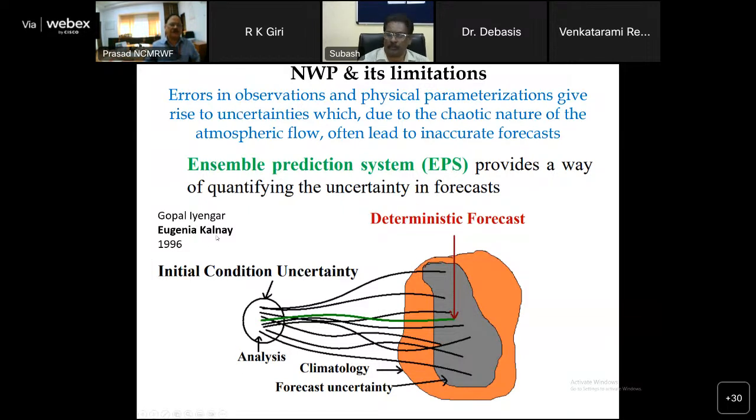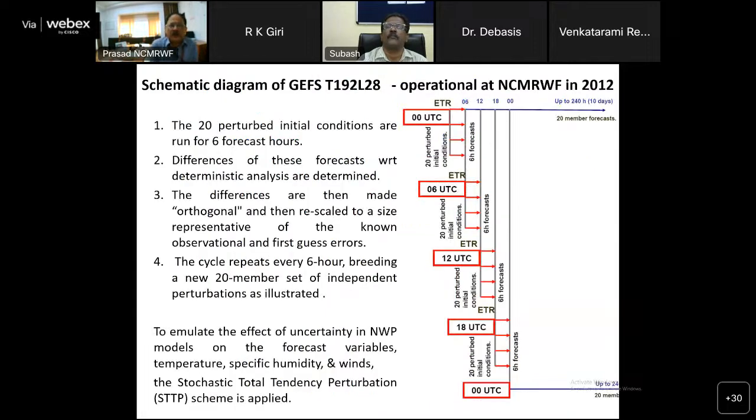And in India, we first started this type of ensemble forecast right in 1996 itself, with combined work of Gopal Iyengar when he visited Kalane lab and started this work. The first system implemented was GEFS 192L28 in 2014 itself, where 20-member lagged initial conditions are used. That means we used some forecasts that were generated at earlier cycles. With the cycles, we are getting the 20 initial conditions by the breeding technique, and those are being used. This is the initiation of how we started ensemble forecast in 2018.